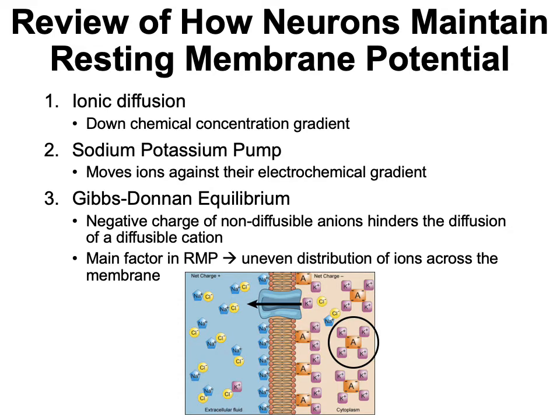And this slide here is just a recap of how neurons maintain resting membrane potential. They do it with the ionic diffusion that I just talked about, where the ions will diffuse through leaky channels down their concentration gradient. They do it by the sodium-potassium pump that moves the ions against their electrochemical gradient. And then the Gibbs-Donnan equilibrium, with the amino acids holding on to or binding with potassium, only allowing free potassium ions to go through the leaky channels.